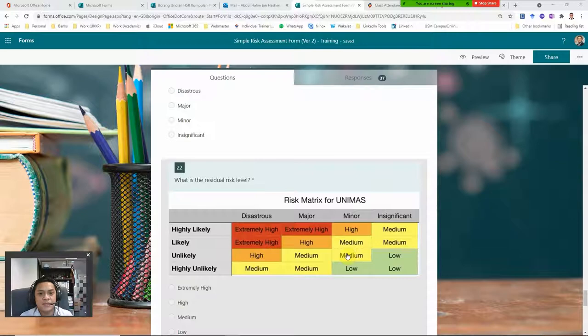But if during the residual risk you find that there is some kind of protection, then the risk level for this residual part would have to be lower, considering whether the protection that is given is effective. Remember the keyword here: whether it is effective. A lot of students previously gave answers that are not related.